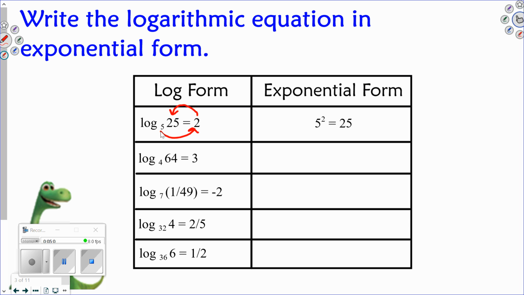So how would you write the next one? Log base 4 of 64 equals 3. Perfect. It'd be 4 cubed equals 64. Again, loopy swoopy. It's always the same loopy swoopy every single time. So how about the next one?